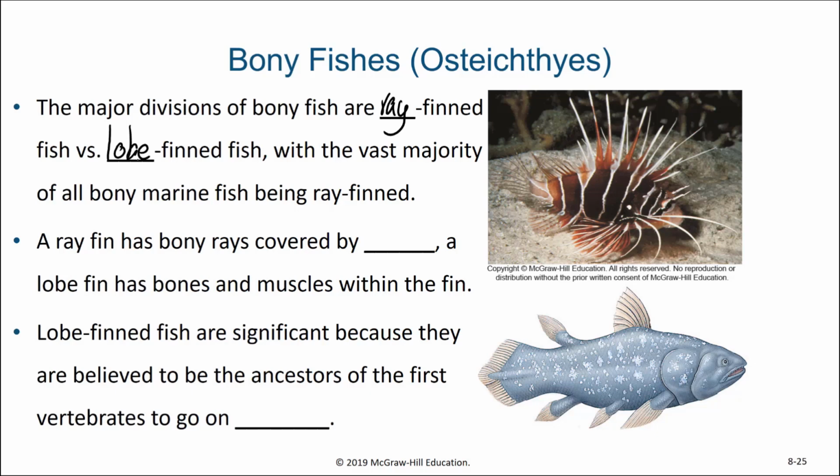What makes a ray-finned fish different is that their fins are made up of a bony ray covered by skin, whereas the lobe-finned fish have fins that have bones and muscles within them. And this is why the lobe-finned fish are believed to be the ancestors of the amphibians, because they had fins that could be modified into limbs or appendages.